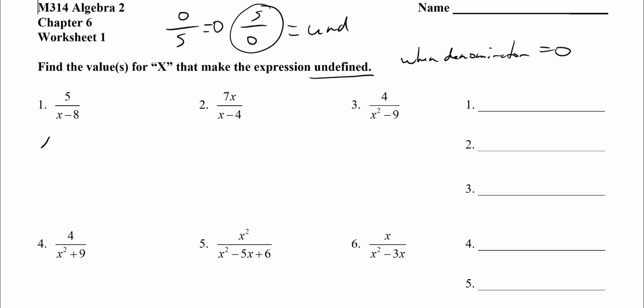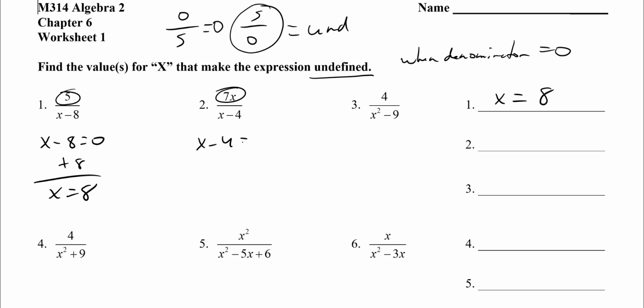For the first one, I'm going to say x minus 8 equals 0. That's when it's undefined. So I solve for x. I'm going to add 8 to both sides. x equals 8. You can write just 8 there, it doesn't matter. So literally you set the bottom equal to 0. I don't care about the top, I don't care about the 5, I don't care about the 7x. So I say x minus 4 equals 0. Add 4 to both sides, so x equals 4. There we go. That's where it's undefined.